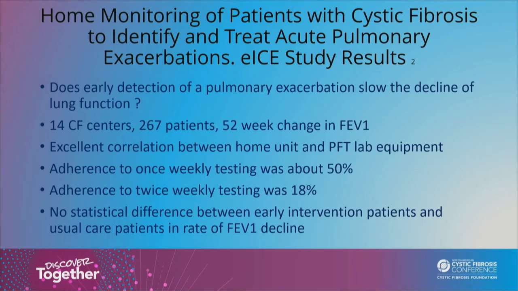And the one thing that they noted in the study is there wasn't a statistical difference between lung decline in the early intervention patients and the usual care arm. Patients that just came to clinic, made sick calls. The early intervention arm, they would keep track of that. Patients would come in for acute visits more often. They would use oral antibiotics more often, but there was no difference in the rate of their lung decline over a one-year span. I think that speaks more to how exacerbations are treated and not whether or not home spirometry is a good tool to aid in that.